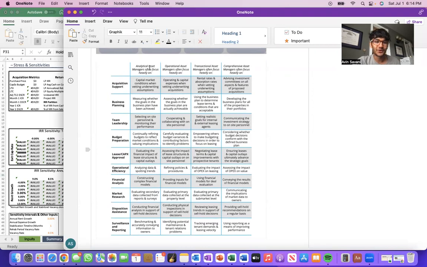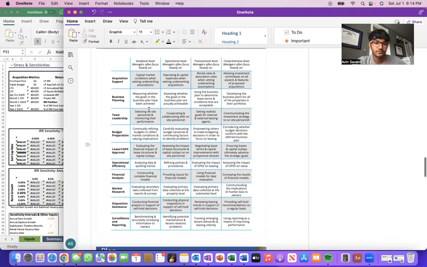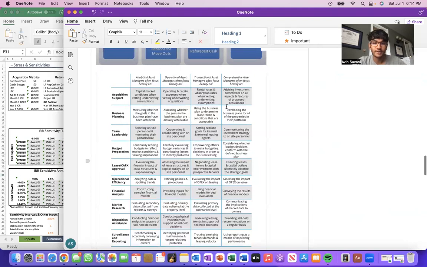So, for instance, for analytical asset managers, acquisition support. You're staying on top of the capital market environment. You're reviewing loan terms. You're justifying the acquisition's underwriting assumptions and making sure they're well fit for the business plan, right? And then with business plans, you're measuring the goals in the business plan, seeing what can be achieved, what's feasible, all that stuff. Let me do this side by side. So that would be acquisitions support and business planning for analytical asset managers.